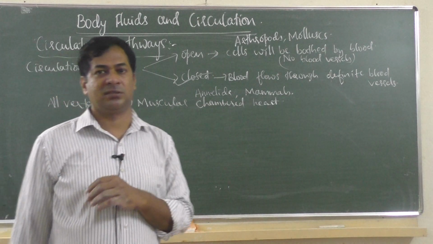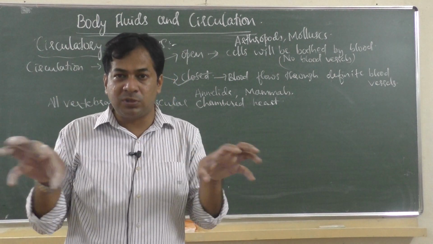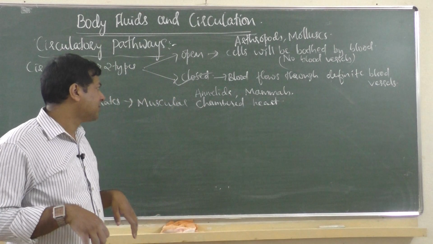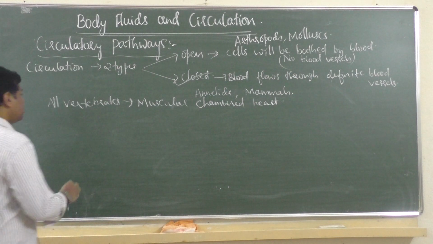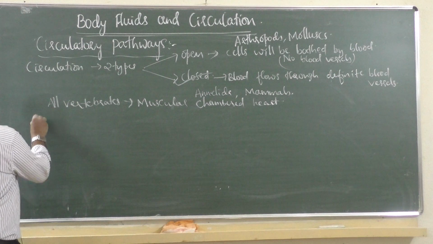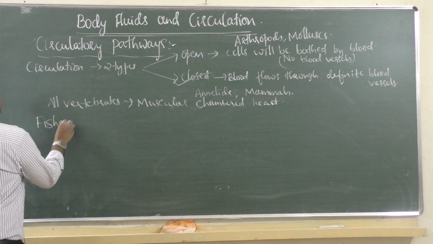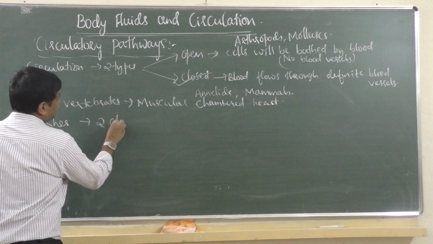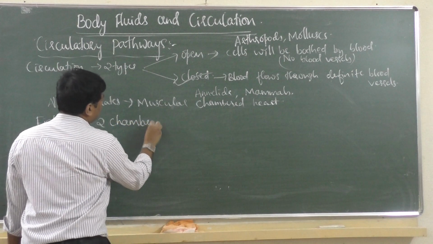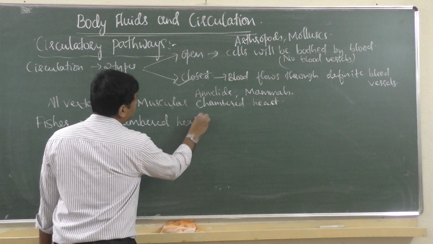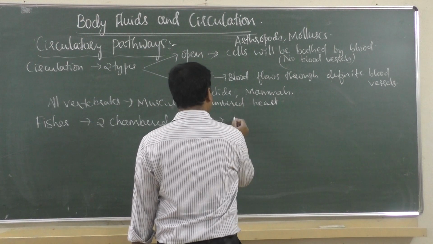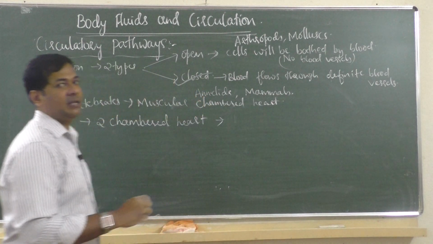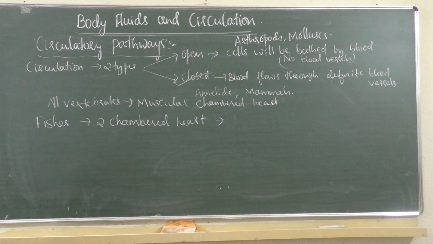It has chambers, like separate rooms. Not all animals have 4 chambers. Now we will see that fishes have a 2-chambered heart, with one atrium and one ventricle.